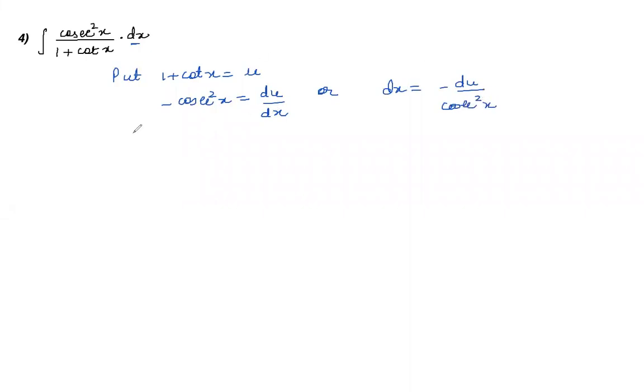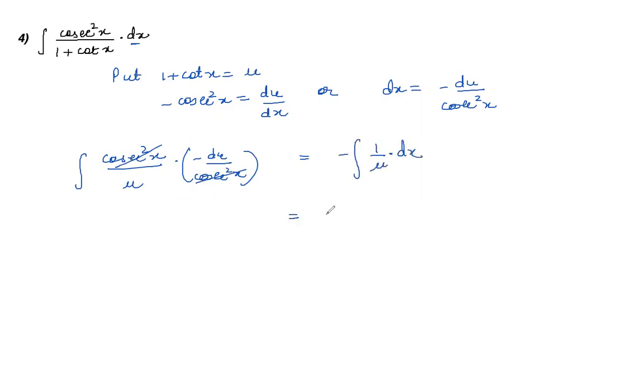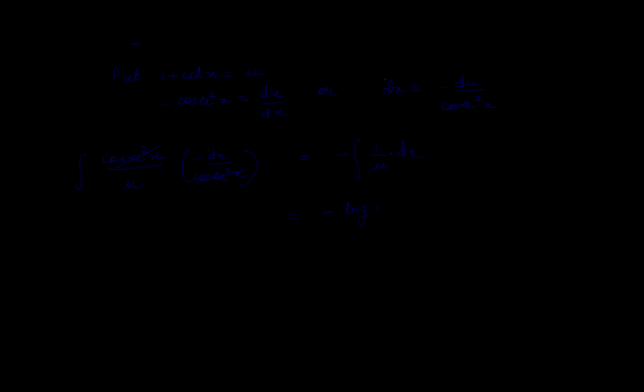Putting the values again, I'll get the question as cosec square x upon 1 plus cot x, which will become u, and dx would become minus du upon cosec square x. I'll cancel this, so it would be minus du. The integration of this would be minus log u plus c. I'll put the value back: minus log, and u is 1 plus cot x, plus c.